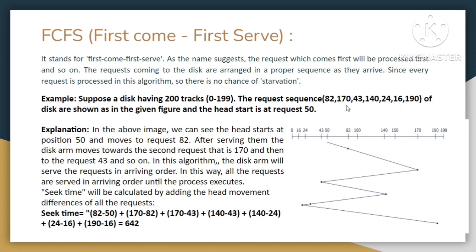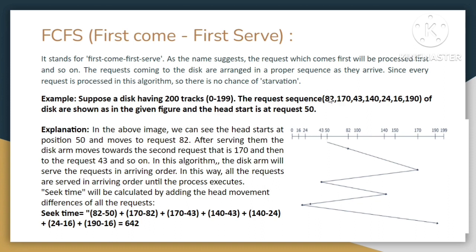These are the requests of the disk that we have to service. So what this algorithm will do is that the request which arrived first will be serviced first. Currently we are at 50. For example, these are the tracks in this diagram. We have tracks 0 to 199. Currently we are at track number 50. So the request which arrived first will be serviced first.